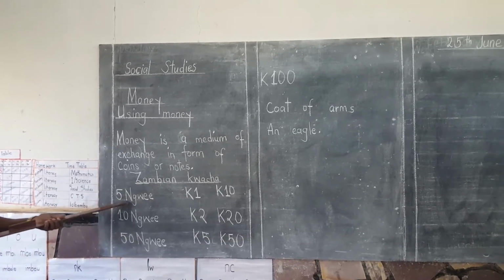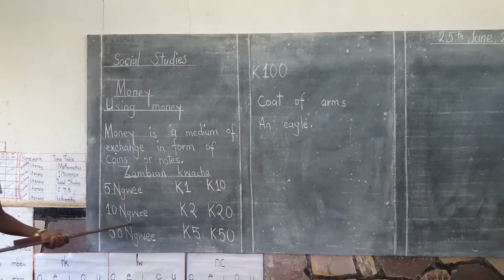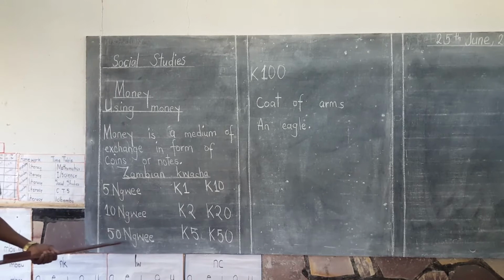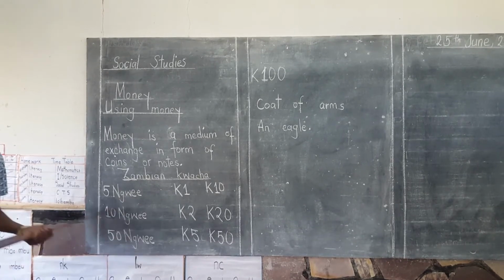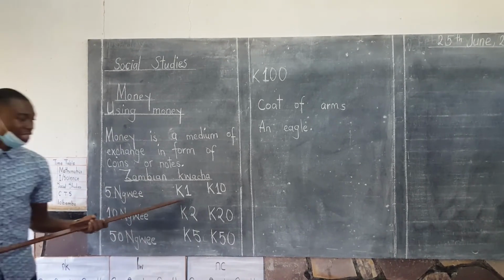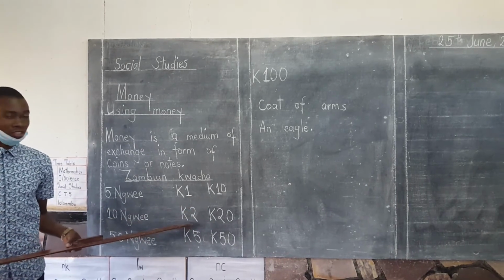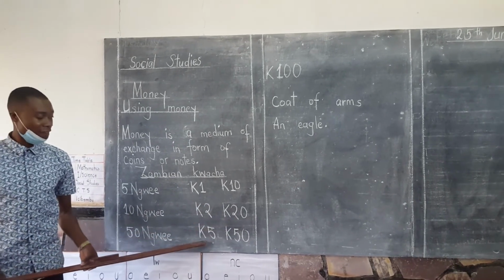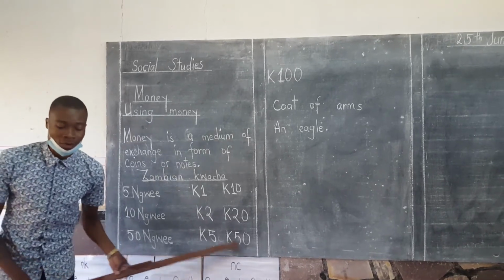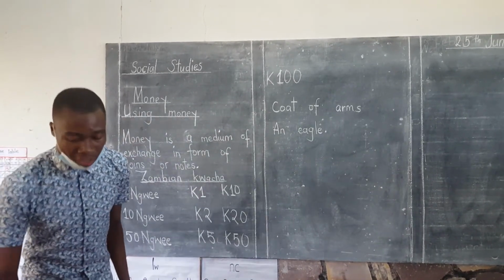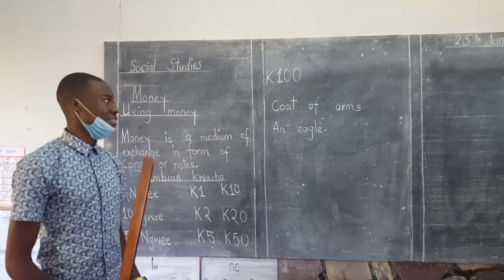We started by looking at a 15 ngwe. We also looked at a 10 ngwe. We looked at a 5 ngwe. We looked at 1 kwacha. We looked at 10 kwacha, we looked at 2 kwacha, 20 kwacha, 5 kwacha, as well as 50 kwacha. So these are the notes that are used in Zambia.